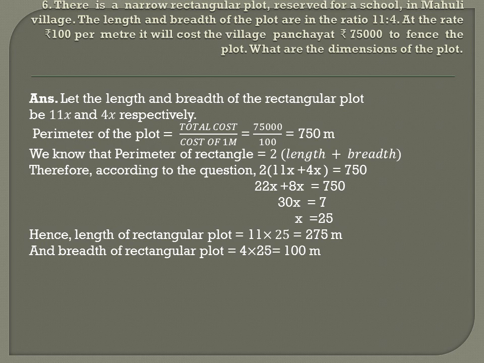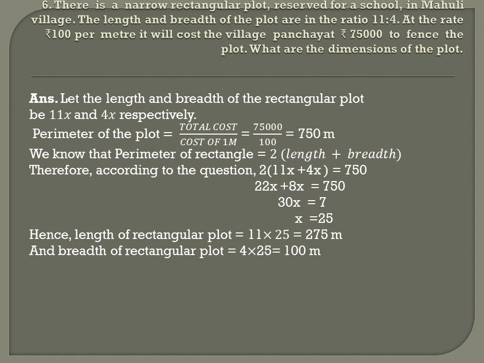Therefore, we can find out perimeter of the plot is equal to total cost divided by cost of fencing 1 meter. That is equal to 75,000 divided by 100, that is equal to 750 meter. Okay, from this total cost we found out the perimeter of the plot is 750 meter. Okay, we have already assumed length and breadth are 11x and 4x. By using these two conditions, we can find out the length and breadth.